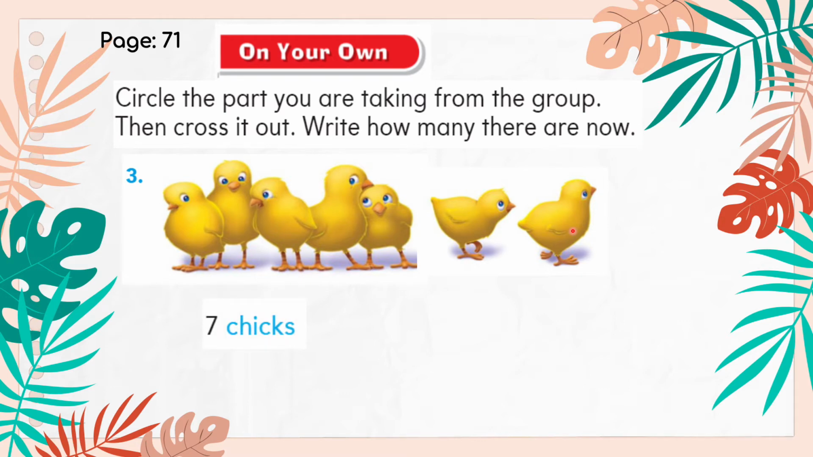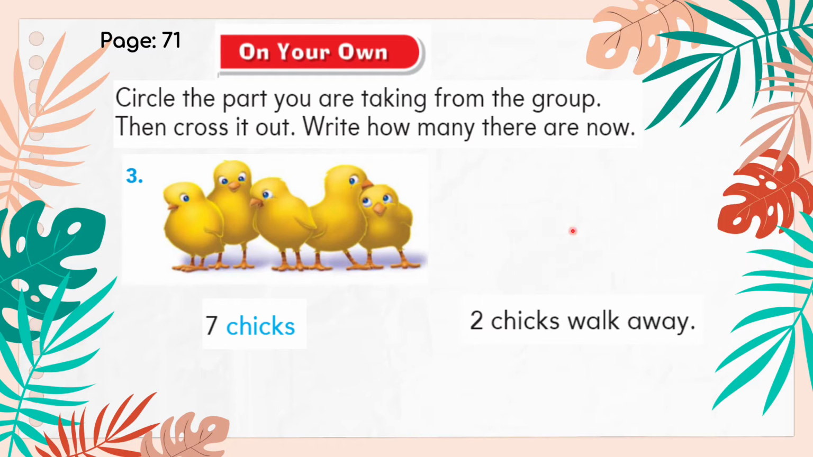And let's see how many of them walk away. 2 chicks walk away. So now 2 of my chicks from the picture here are going to walk away. Now you have to see how many chicks are there. So if 2 of them walk away, I have 1, 2, 3, 4, 5. So I'm left with 5 chicks now.